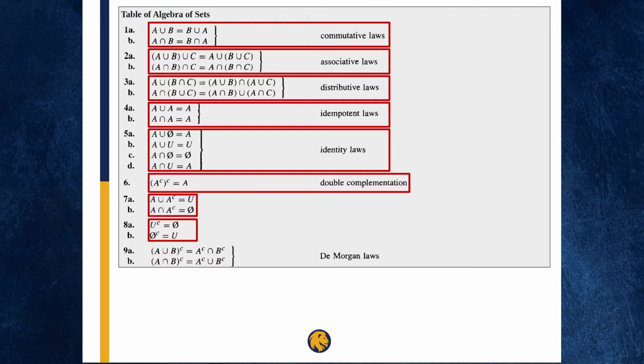And then the final ones have a special name. It's called De Morgan's Law. De Morgan's Law says that the complement of A union B is equal to A complement intersect B complement, or the complement of A intersect B is equal to A complement union with B complement. I'd like to highlight this one in particular and show the Venn diagrams that illustrate how these actually work.